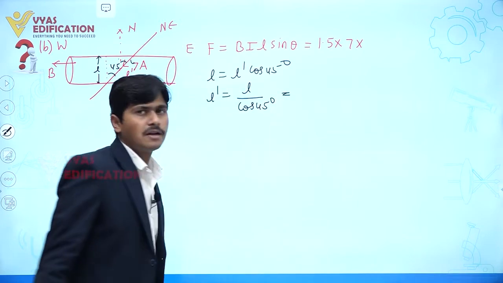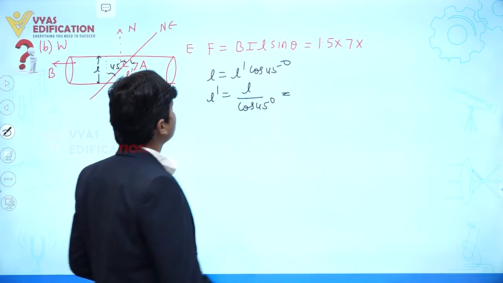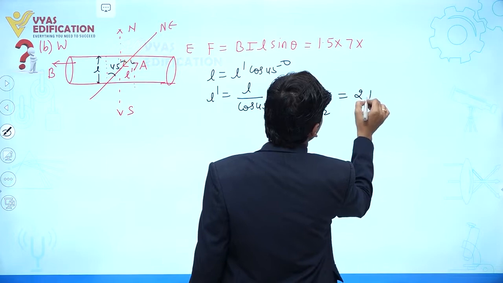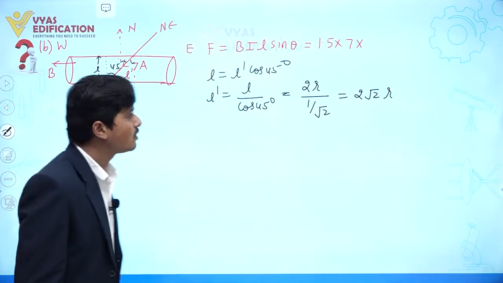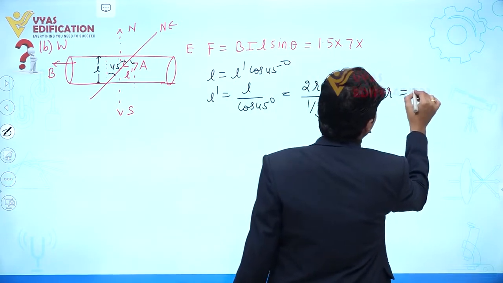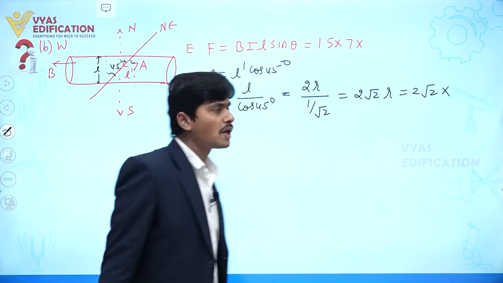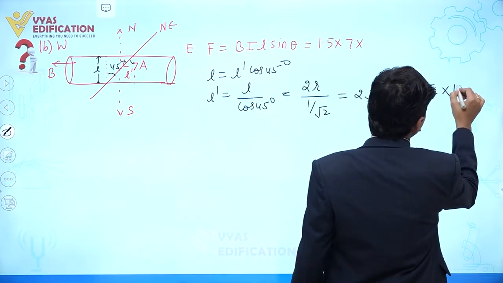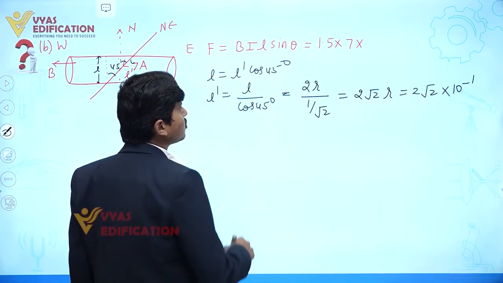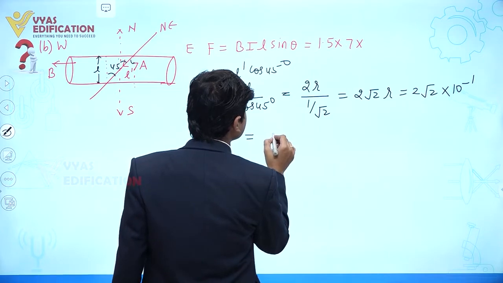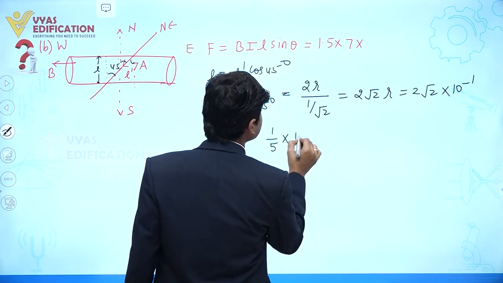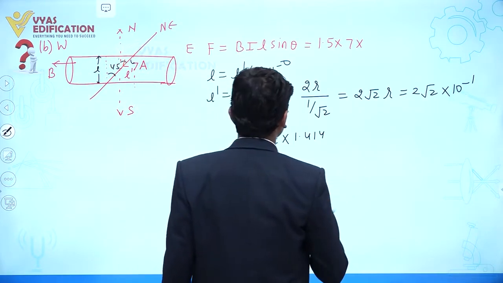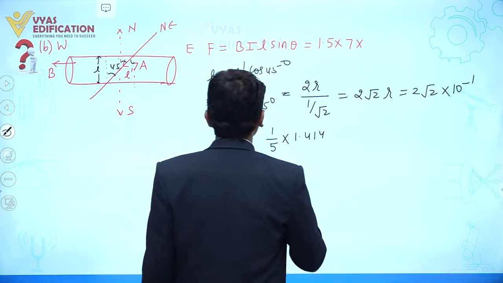Value of L is what? We can say this is equal to twice R. Twice R divided by 1 by root 2, so this is equal to 2 root 2 multiplied with R. What is the value of small r? It is given to you, that is 10 centimeter. We can convert into meter, so this is equal to 10 to the power minus 1. So now we can say this is 1 by 5 multiply 1.414. Yes or no? We can write like this. This one is correct.